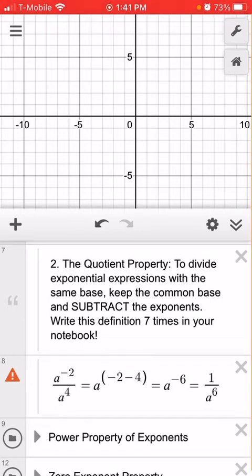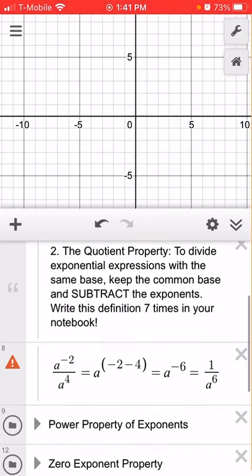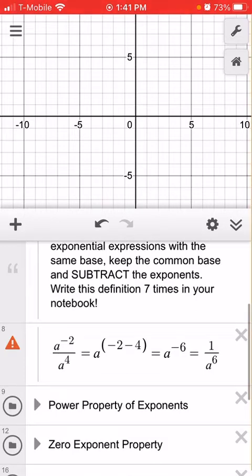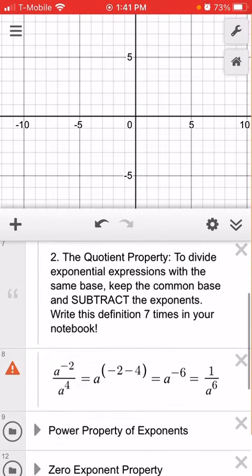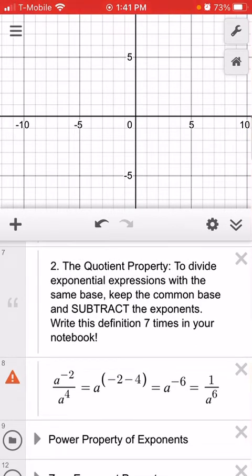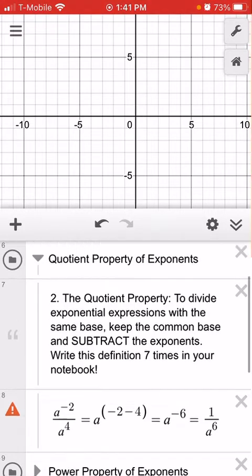For example, a to the negative 2nd over a to the 4th. Doesn't matter that you have a negative number. Let's just subtract: a to the negative 2 minus 4 equals a to the negative 6th, or 1 over a to the 6th. This property, copy it down in your notebook 7 times.